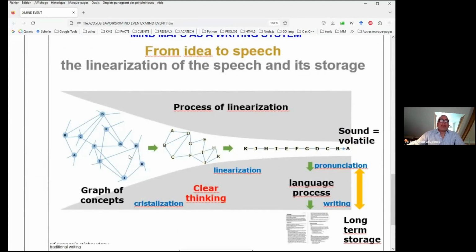When we think, these are our ideas. It's a mess. We have a mess of ideas. In fact, this is what happens in our brains. We think about a lot of things, and suddenly we have a clear idea, and this is what I call crystallization. Yes, we make a crystal of thoughts.